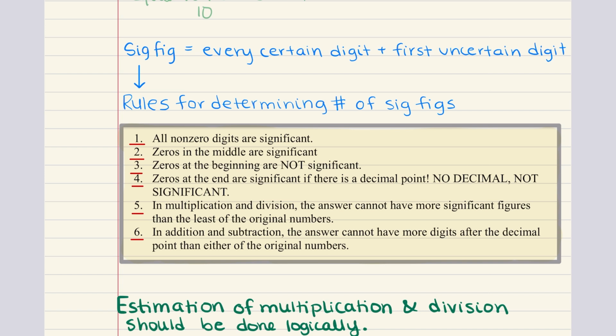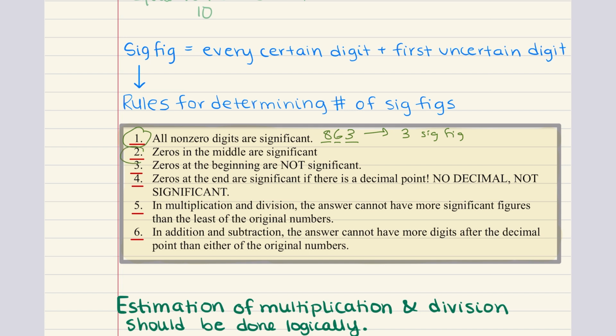Rule number 1 says, all non-zero digits are significant. So in a number like 863, this number has 3 significant figures because each of these non-zero digits are significant.